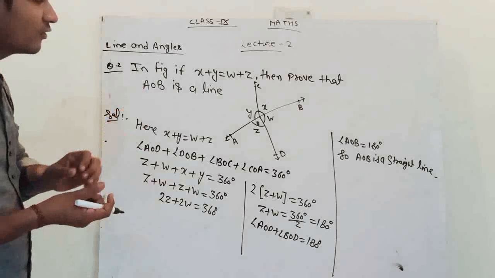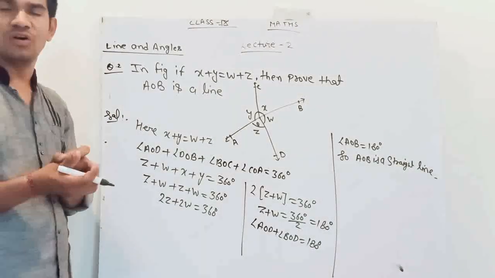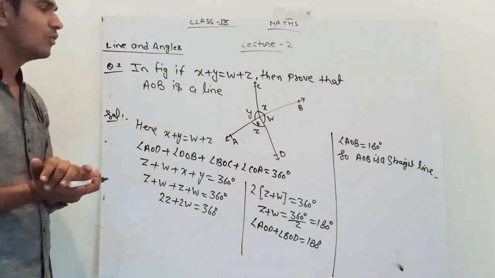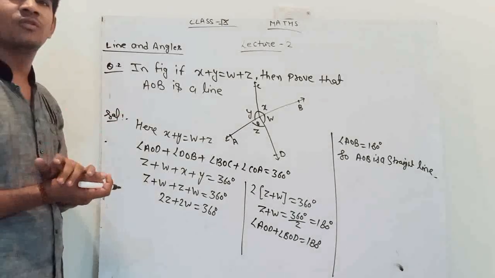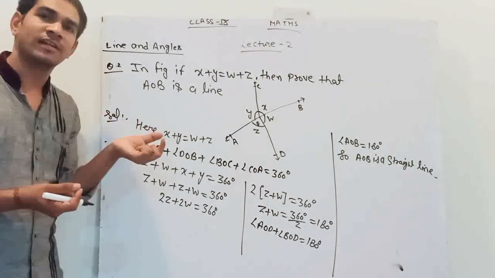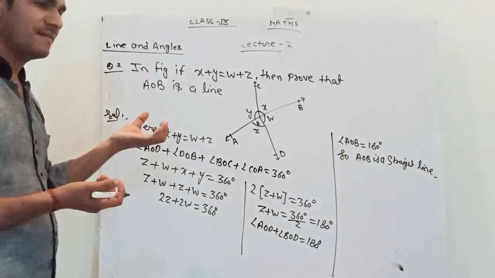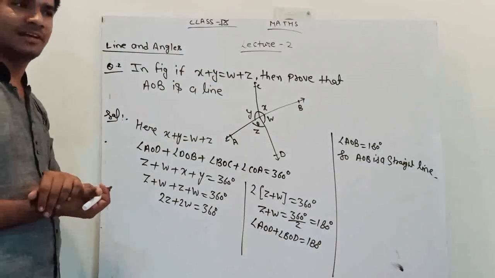Okay, so for proving that a given line is a straight line, how will you prove it? If the sum of all angles forming on that line comes to 180 degrees, then the given line is a straight line.